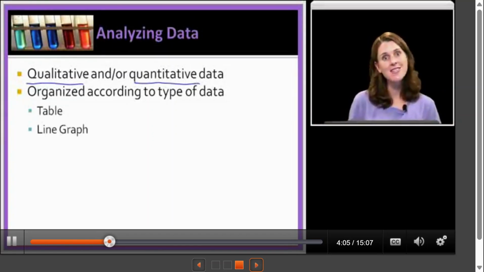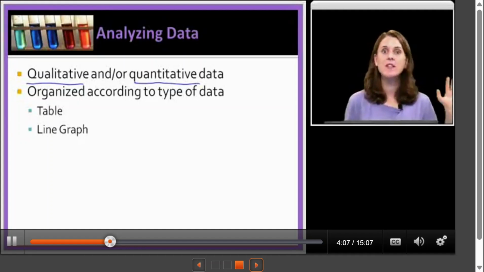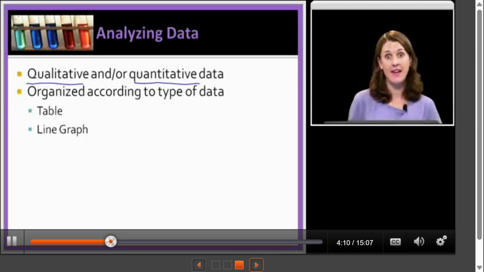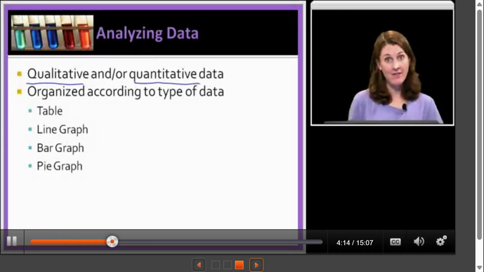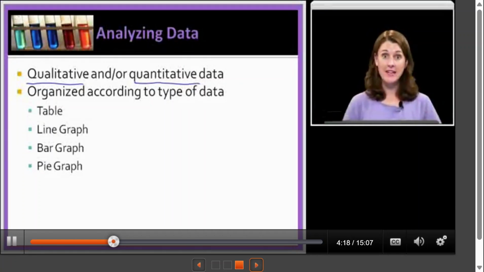Also, you could then take your data table and make a graph based on that data. So that could be a line graph, a bar graph, or a pie graph. We're going to take a look at examples of each of those and how it helps to represent your data in those formats. So that again, if somebody took a look at those graphs, it would make sense to them what those graphs are representing.